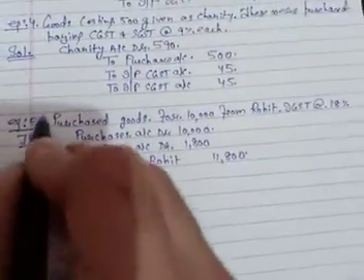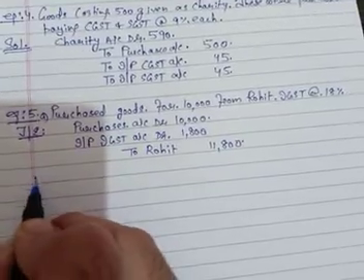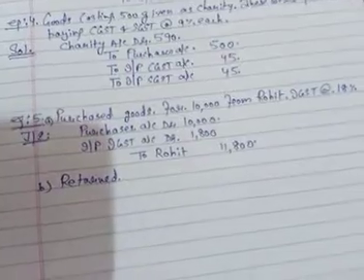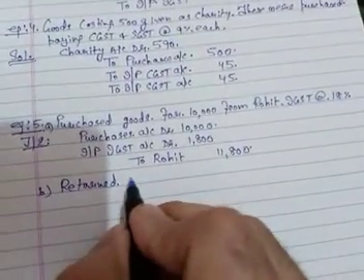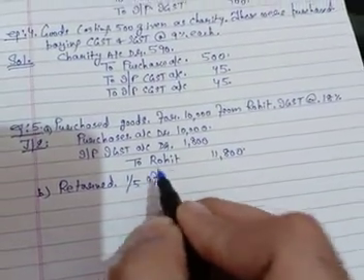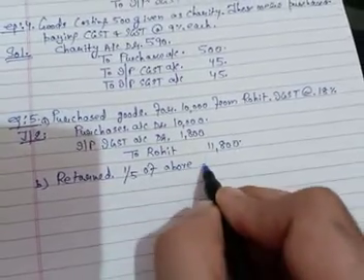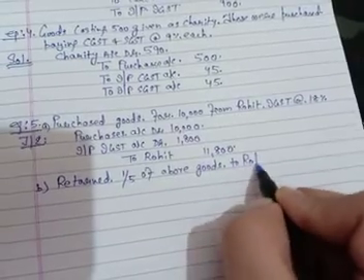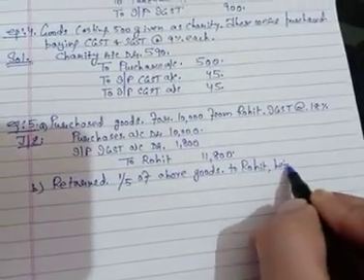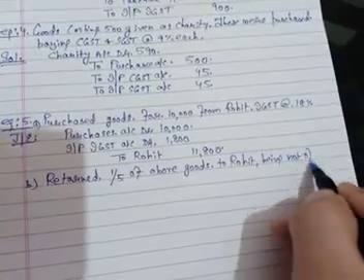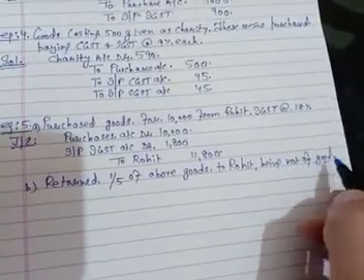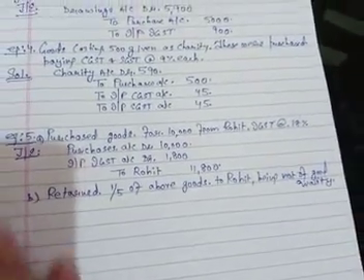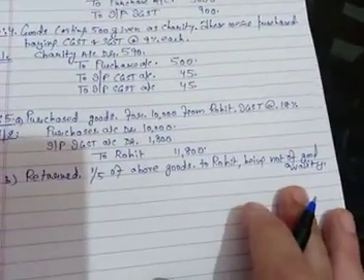Now continuing the above example, returned 1/5 of above goods to Rohit being not of good quality.